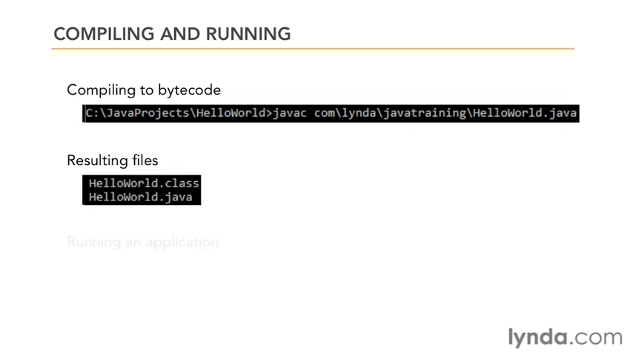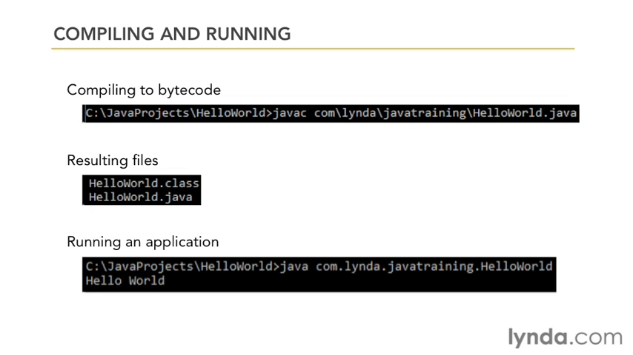Now, to run the application from the command line, I would use the java command. I would once again start in the project directory, HelloWorld, and I'd call the class using dot-separated syntax, just like the package was declared in the source code: com.lynda.javatraining.HelloWorld. And notice that when I run the application, I'm not referencing the file extension .class. I'm only referencing the class name, HelloWorld. The application runs, and the resulting output appears in the console.